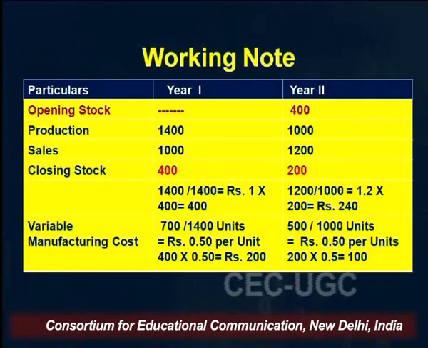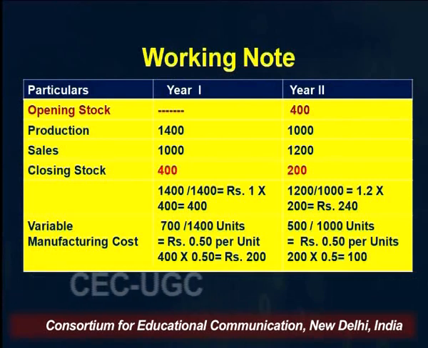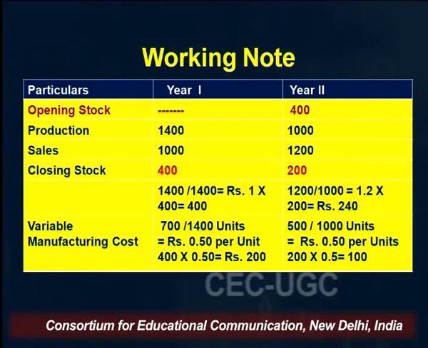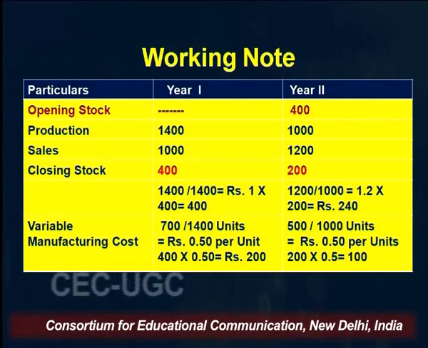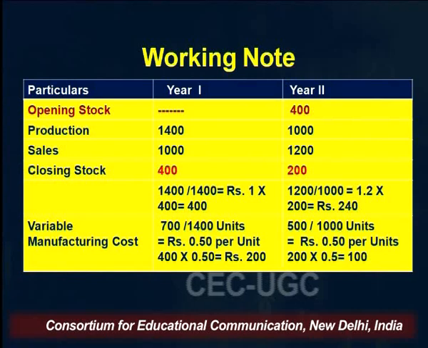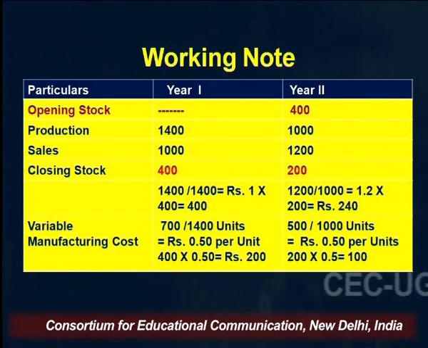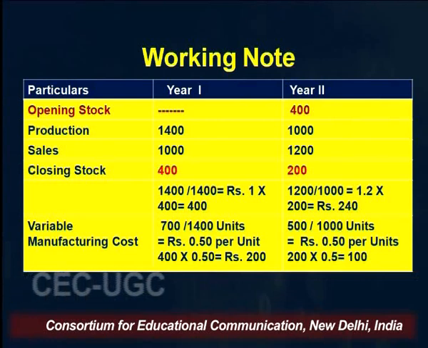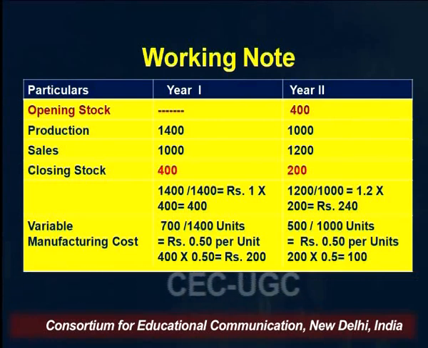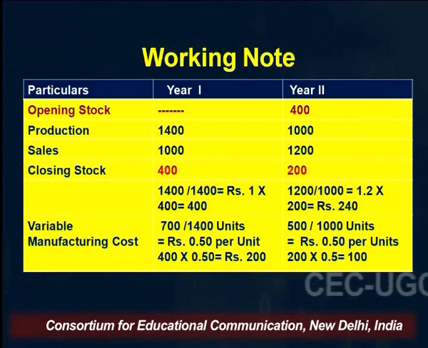Now let us have a look at this calculation. I have first gone for computing the opening stock and closing stock. In year 1, production is 1400 units, sales is 1000, so the difference is 400, which is closing stock. The question comes: how to calculate closing stock? We take up the total manufacturing cost, which comprises both fixed and variable, which comes to 1400, divided by 1400 units, 1 rupee per unit.